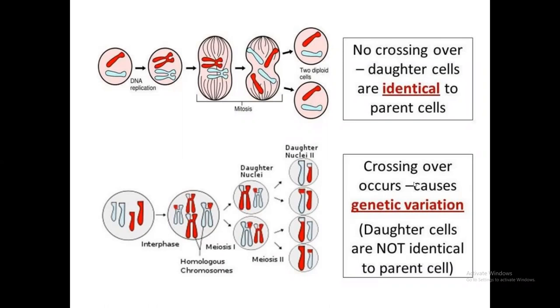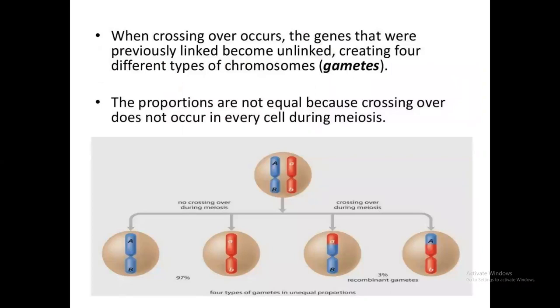Okay, clear? How much time is left? Okay, we are having some time. When crossing over occurs, the genes that were previously linked become unlinked, creating 4 different types of chromosomes. Here you see, we are having 4 types of combinations. This is parental, and these are recombinant types, because there is a crossing over here. Understood? So how many gametes did we get? 4 types of gametes. But the parental combination has a higher percentage, and the recombinant combinations have a lesser percentage.